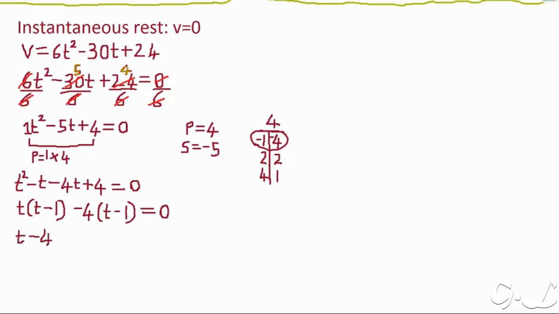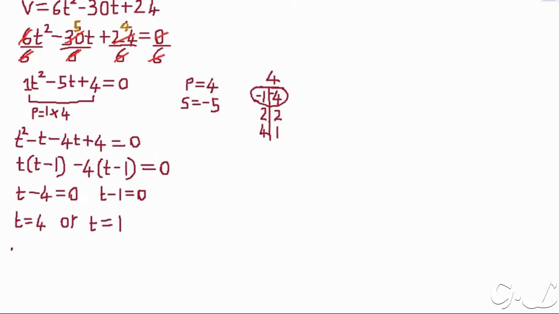So it will be t minus 4 is equal to 0, or t minus 1 is equal to 0. Therefore, the value of t is equal to 4, and then the value of t again is equal to 1. Therefore, you have to represent your answer like that. So t is equal to 4 seconds, since the SI unit for time is second.